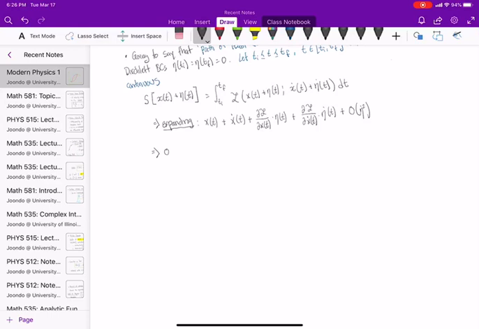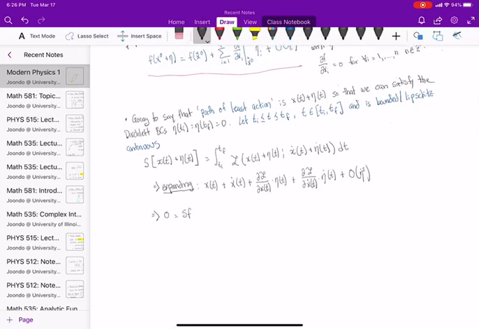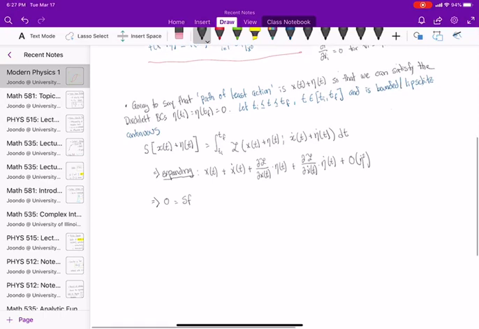So zero is going to be equal to the action of f, which is the action here, of this function, the Lagrangian, and I'm going to say that this is equal to the integral from ti to tf of the partial derivative of the Lagrangian with respect to x of t times eta of t, plus the partial derivative of the Lagrangian with respect to x prime of t plus eta prime of t, dt.